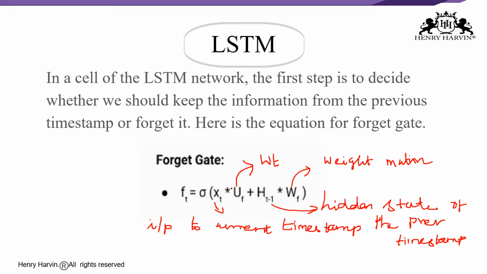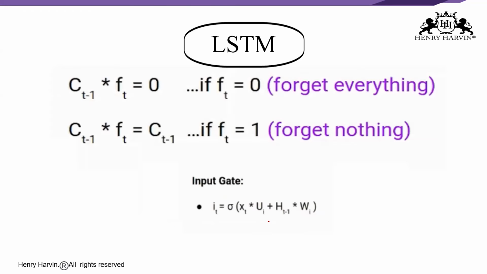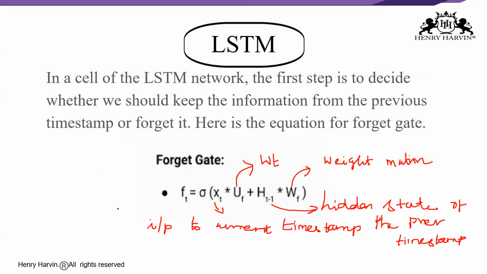So now I hope this is clear, right? So what does this forget gate do? It decides whether we should keep the information from the previous timestamp or forget it, right? So then the sigmoid function is applied on it. Now we know about sigmoid, right? So what does this sigmoid function basically do? It will squash a number between 0 to 1, right? So already we got Ft, right? In the forget gate, we are getting output as Ft, right?